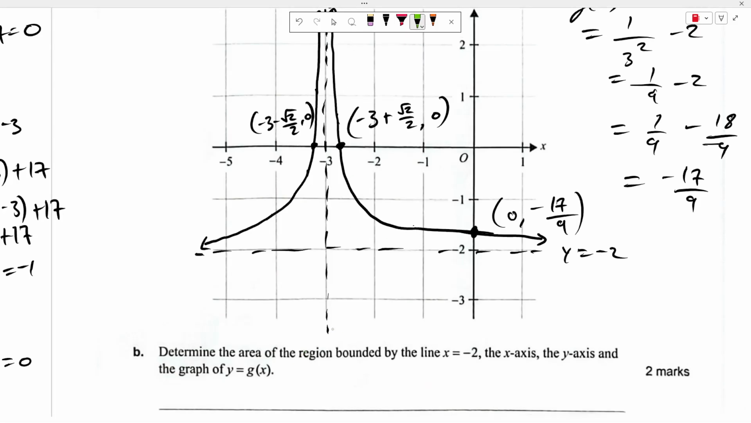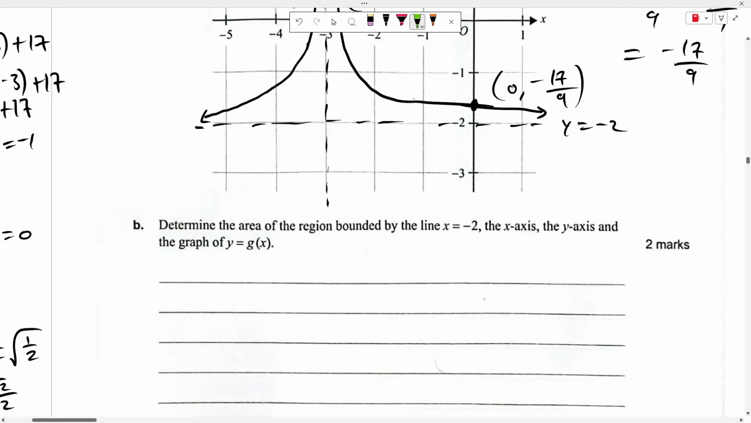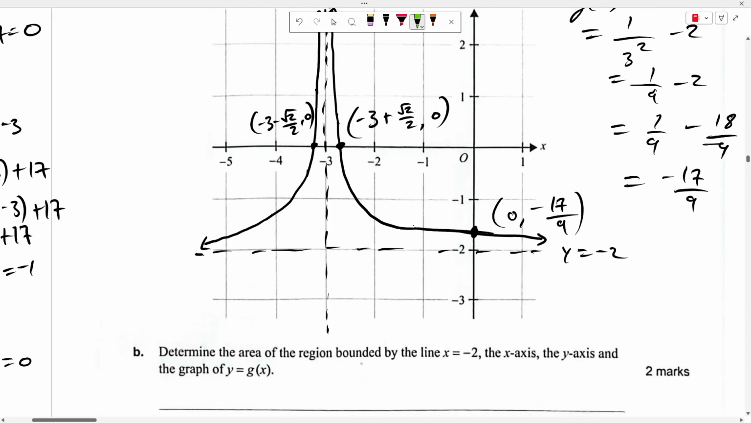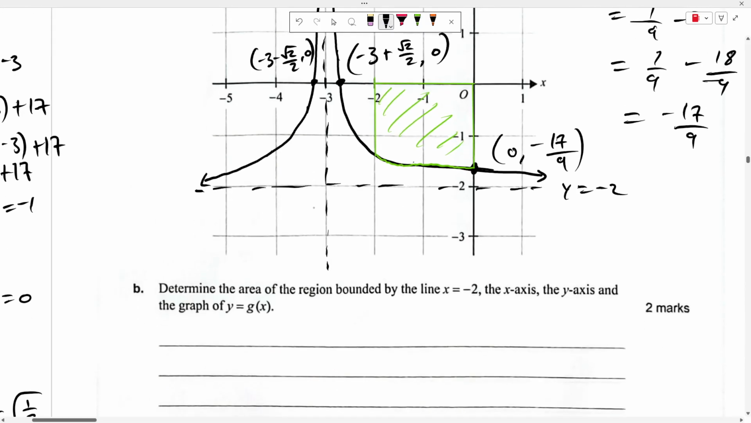Determine the area of the region bounded by the line x equals negative 2, the x-axis, the y-axis, and the graph of y equals g of x. Okay, so first off, we have x equals negative 2, which will look something like this. Then we have the x-axis. Then we have the y-axis. And then we have our graph, g of x. So they want that area right there. How can we find that area?